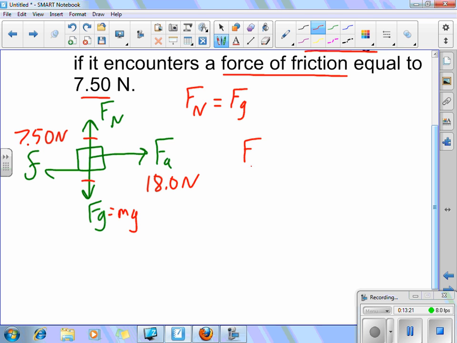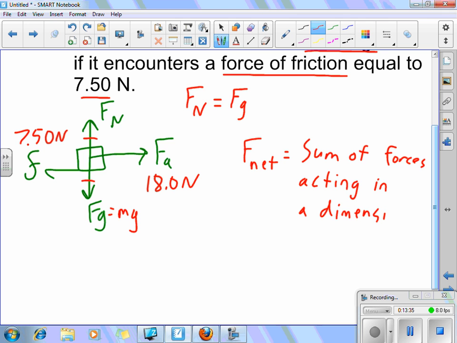So the net force, this net force is the sum of forces acting in a dimension. Let's say dimension instead of direction. That'd probably be a little more clear. Keeping in mind that we can separate x's and y's, that's the reason why I clarify this whole sum of forces acting in a dimension.